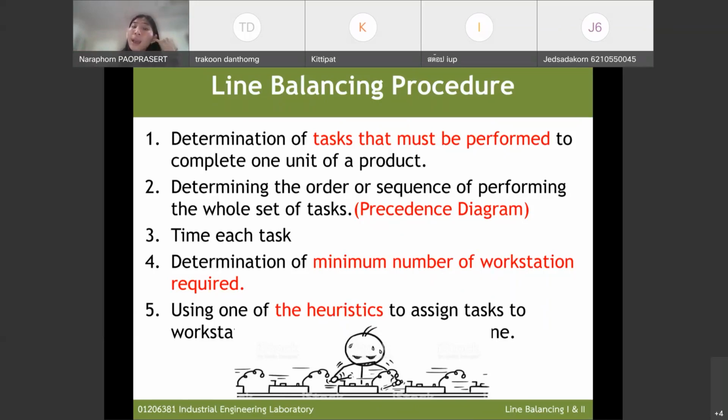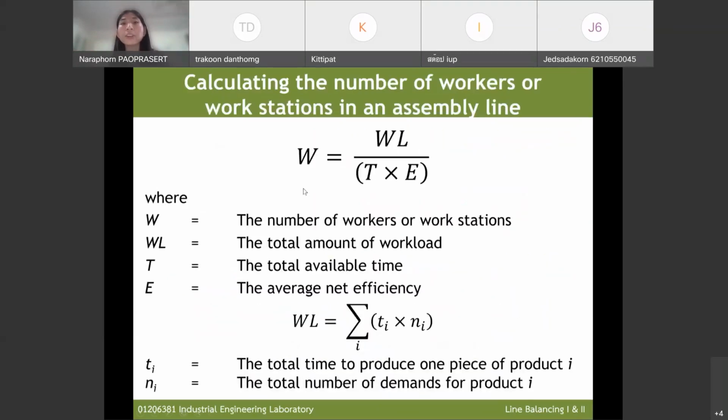And then you will time the tasks. In here, we're not going to time it. I'm just going to give you the time, and then we'll do the line balancing technique, okay? So in order to do the line balancing technique, first thing first, we have to decide how many people we need in our assembly line. In order to calculate that, you have to know the overall workload, how many minutes of work we have to finish to do everything. And that I will show in an example.